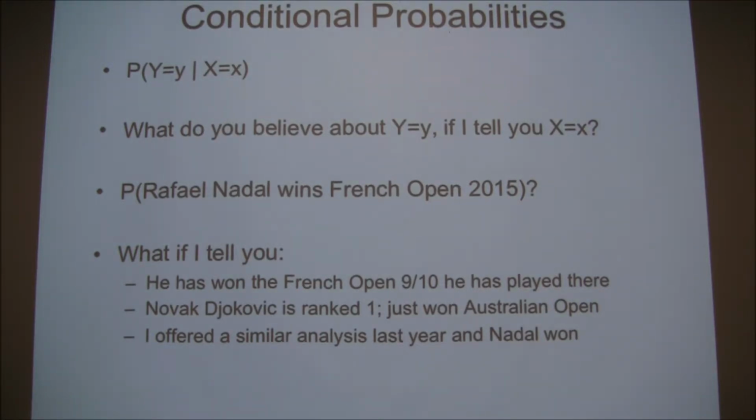That seems to suggest 0.9 is pretty great. That seems to suggest there's a 90% shot. But then if you also know that Novak Djokovic is ranked number one and has just won the Australian Open, things are going to be tough. But the third most important thing is that I offered a similar analysis last year in the Nadal Open. So clearly that should affect your estimate. I've been doing this 3 times, and Nadal has won 3 times. So that should have a role.